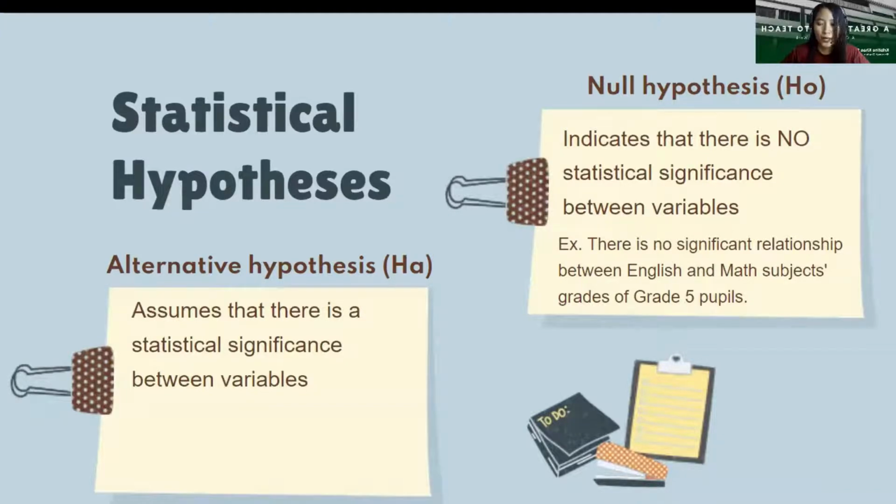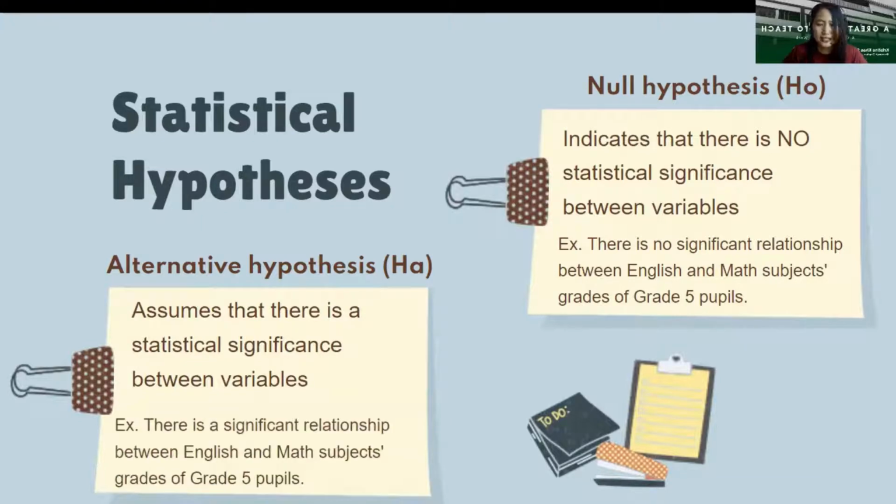So in this example or hypothesis, we are already assuming that their grade in English is not related or not significant to their grade in mathematics. Now, when we say alternative hypothesis, it's just basically the opposite of null. If null indicates that there is no statistical significance, alternative hypothesis assumes that there is an existing statistical significance between the variables. Example, there is a significant relationship between English and math subjects' grades of grade 5 pupils.